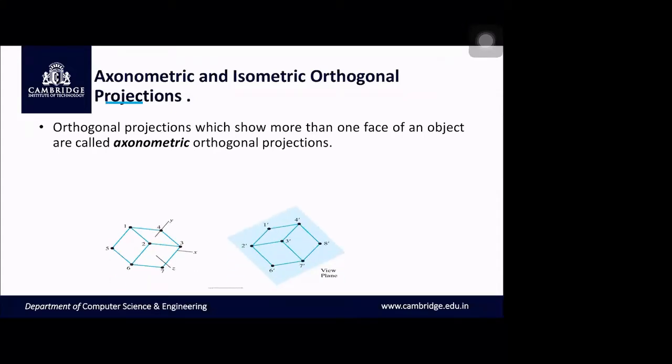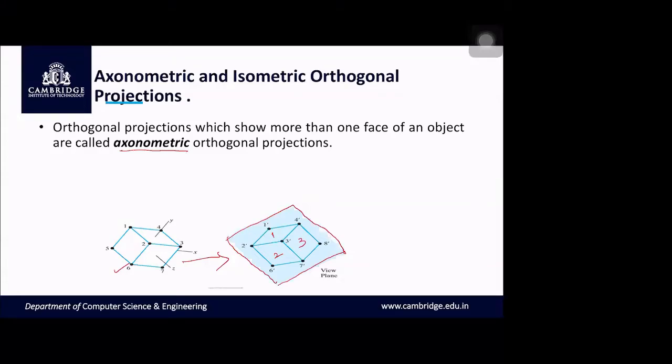So this blue line, whatever you have seen here, will be your view plane. This will be your object. Now the object is projected onto the view plane. When it is projected, how many faces can you see? I can see 3 faces here: 1, 2, and 3. So the object is projected onto the view plane in such a way that we are able to see more than one face. Such a projection we call an axonometric orthogonal projection.